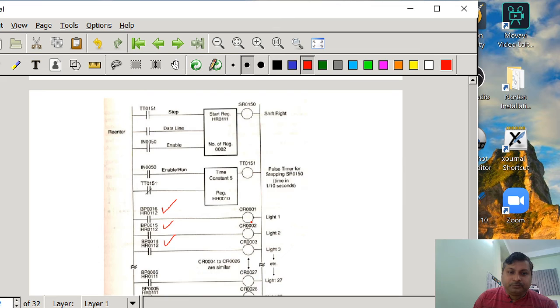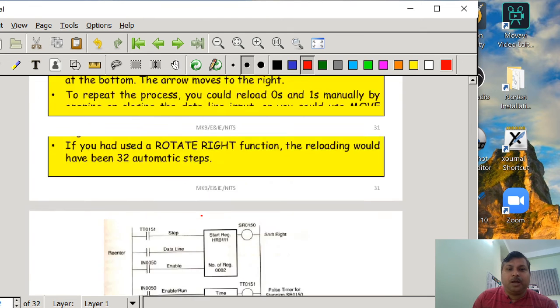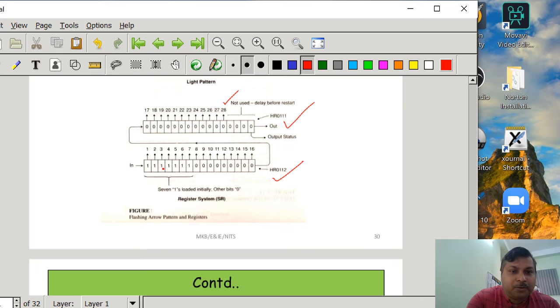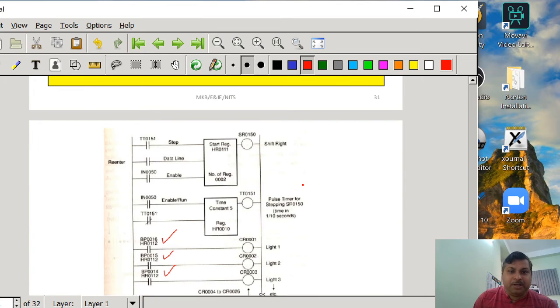Now how can we shift the pattern? That is 1111, a total of seven 1s has to be inserted into the register HR112, such that lights 1 to 7 are going to glow sequentially, means with a specified time duration. Okay, how can it be done? We have taken a shift register with number of registers 2, and the starting register is HR111, and we have taken SR150, that is the shift right operation. We have taken the enable, data line and step, the data line by which we will enter the data.